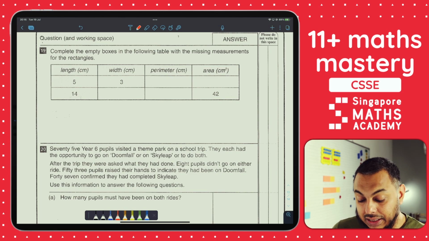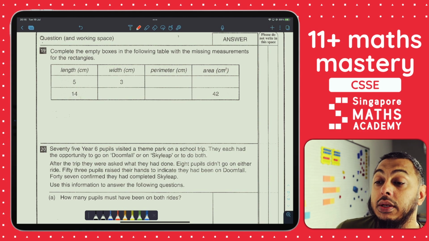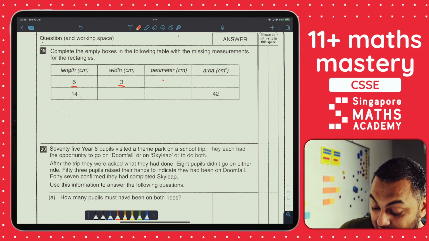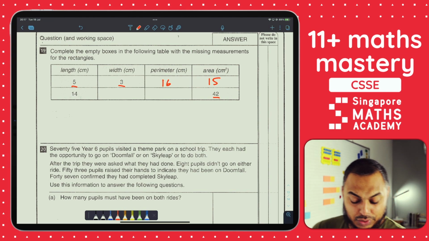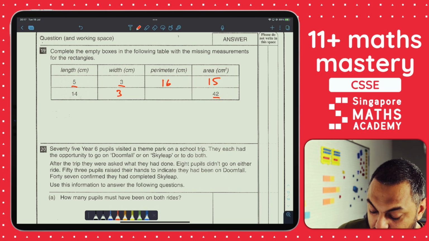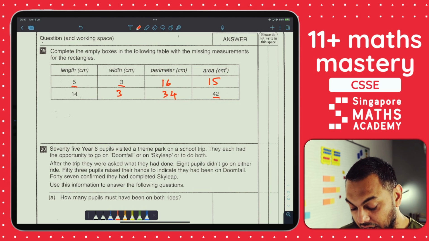19. Complete the empty boxes in the following table with the missing measurements for the rectangles. So here we're saying length is 5, width is 3, perimeter is not only 5 add 3 is 8, it's going to be 16 perimeter, right? 5 times 3 is 15, the area. 14 length, if the area is 42, 14 times, is it 3, is 42. So we know that the width has to be 3, and then 3 add 14 is 17, plus 17 is 34, and therefore the perimeter must be 34.